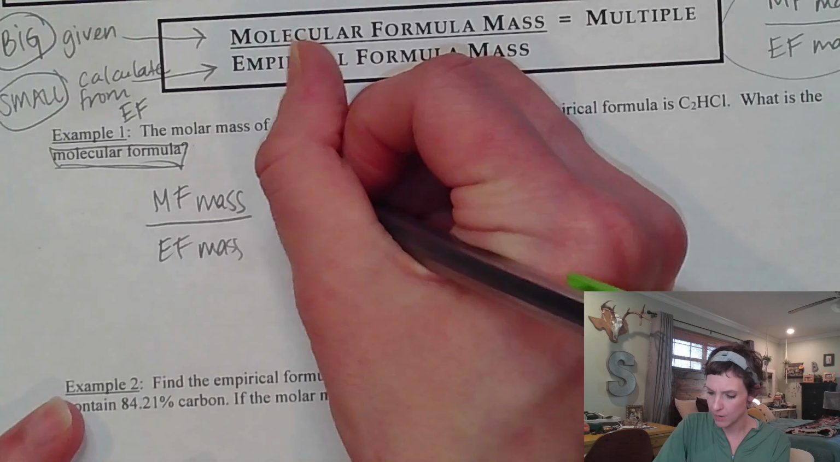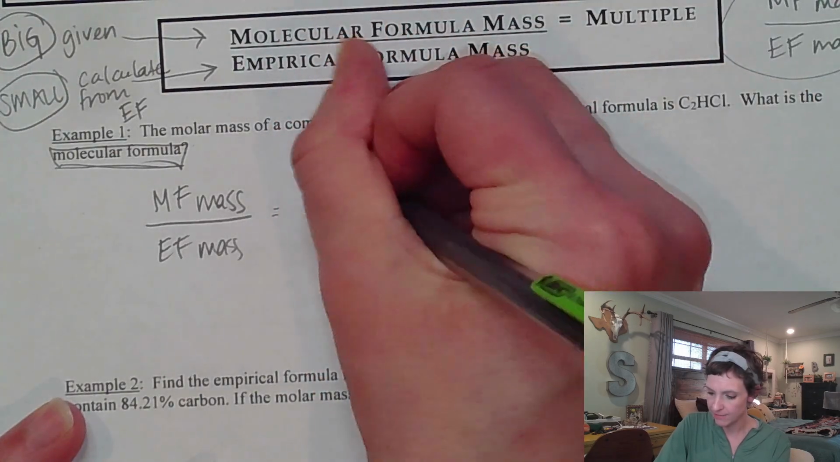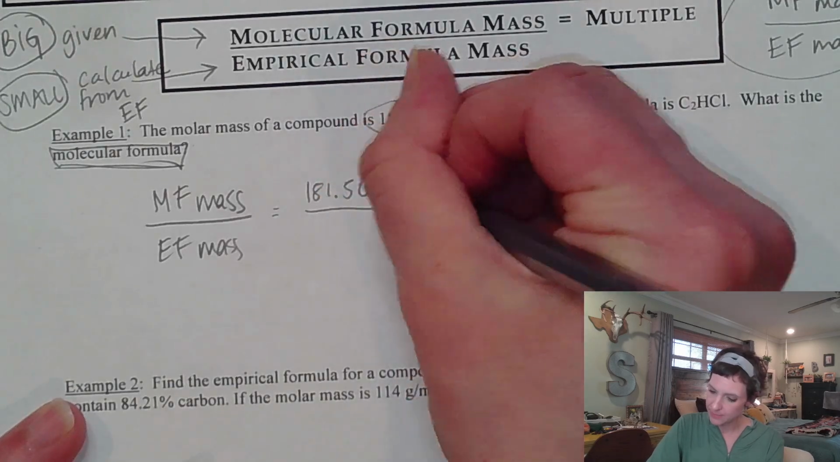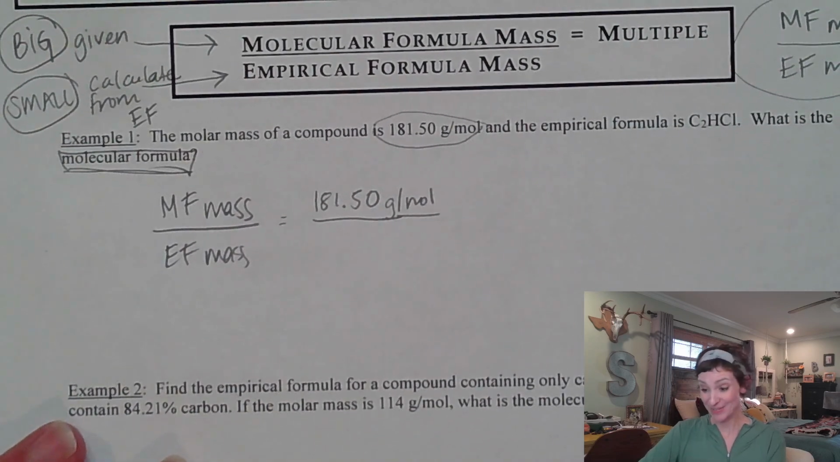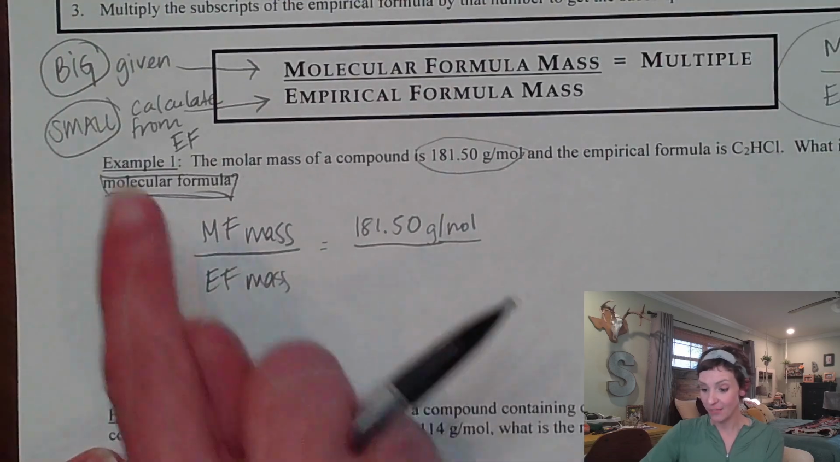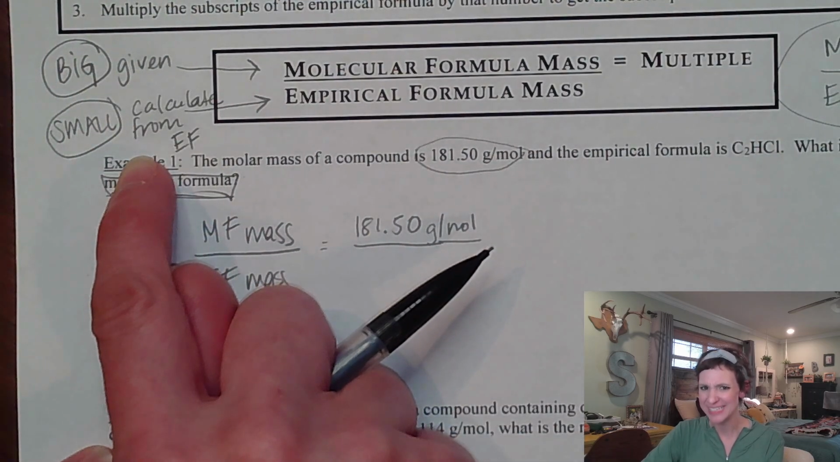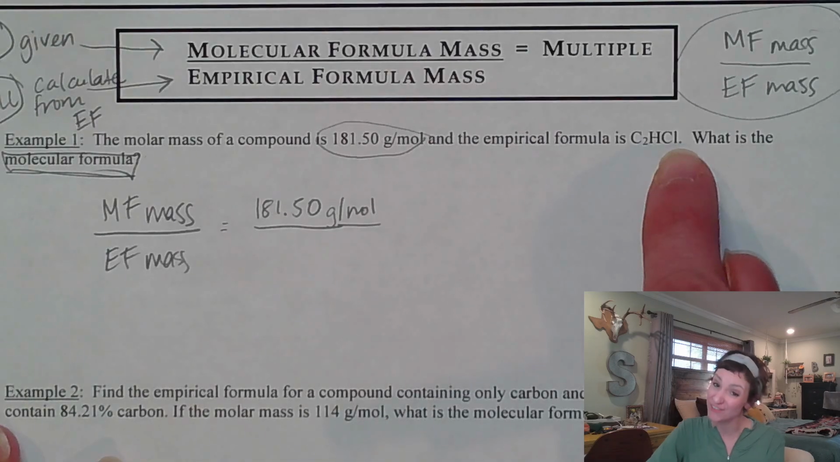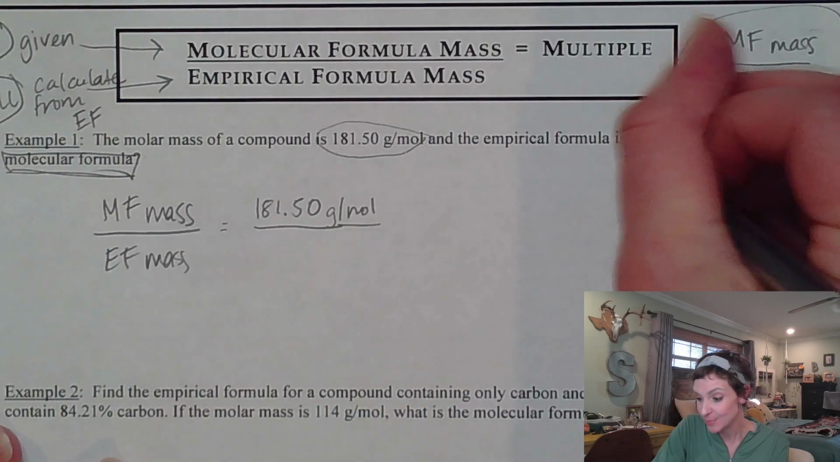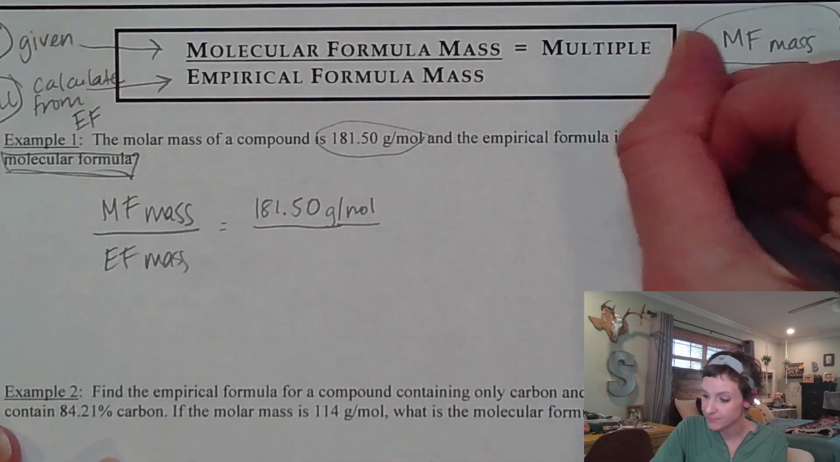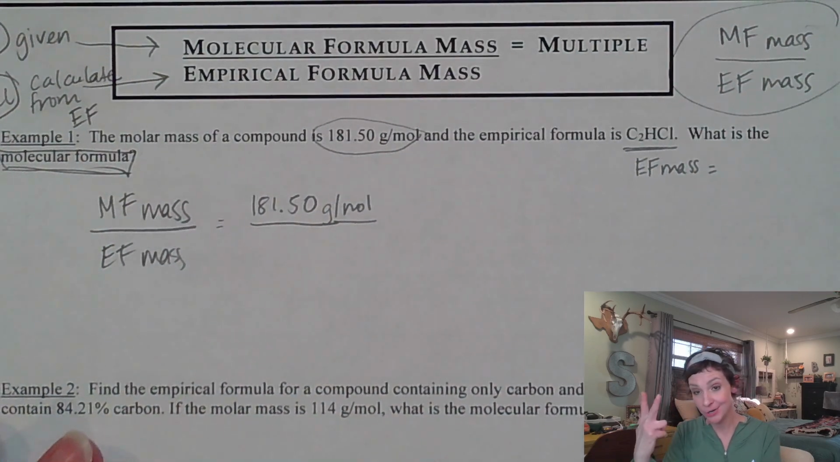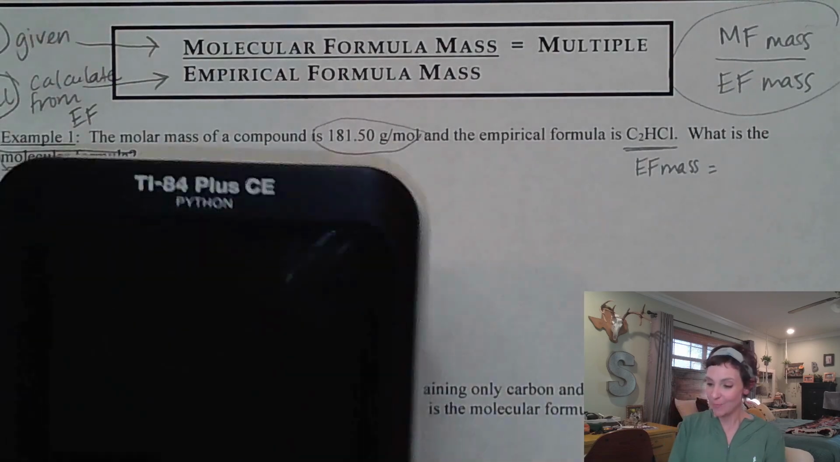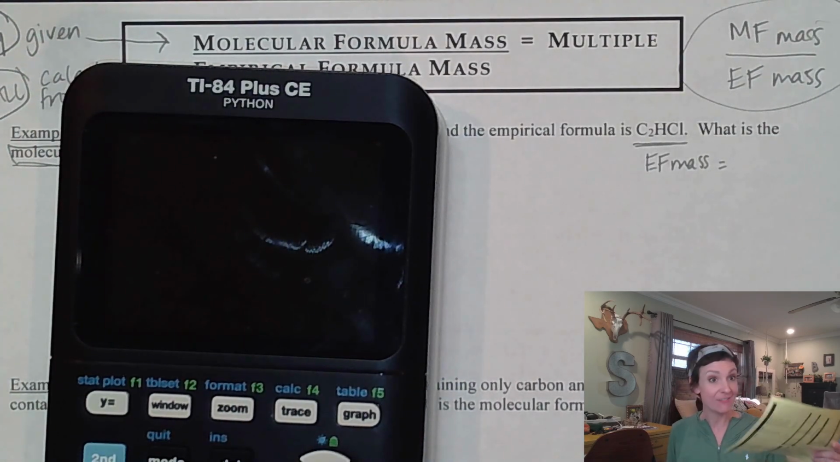So I found my top number, 181.50 grams per mole. Yes? You're like, cool, that's the only number you've given me, so where am I going to find a bottom number? Remember I said, y'all, you need to calculate the molar mass of the empirical formula. Did they give you the empirical formula? They sure did. Can I find molar mass? I sure can. So my empirical formula's molar mass is going to be 2 carbons, 1 hydrogen, and 1 chlorine. So I have my calculator. I have my periodic table.